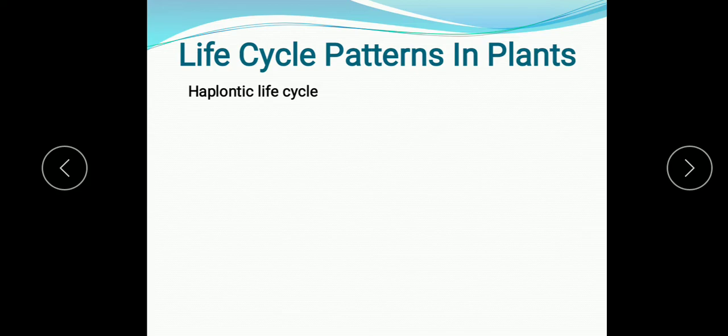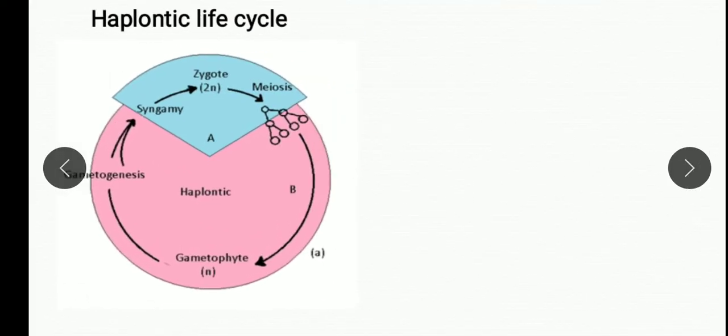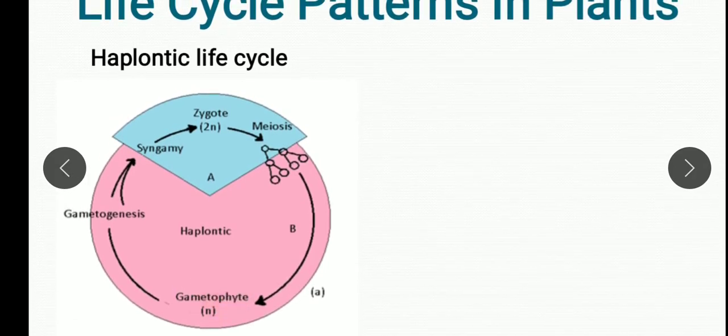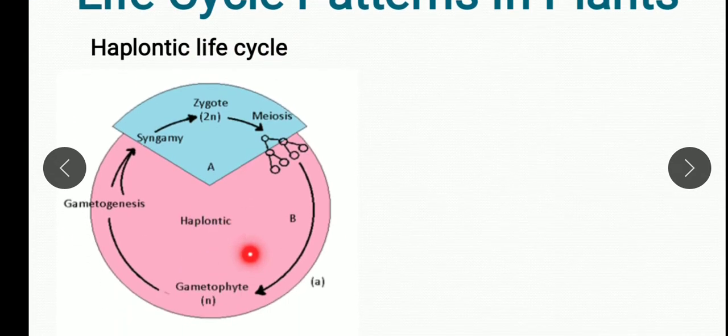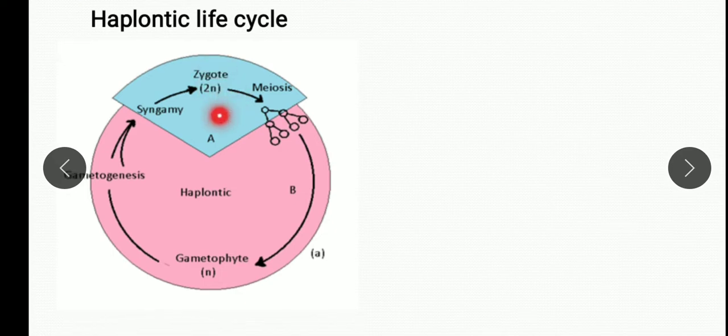So there are three distinct life cycle patterns observed in the life cycle of different plant groups, and the first type of life cycle is the haplontic life cycle. This is the simplest and most primitive type of life cycle. In this type, the dominant phase is represented by the gametophyte, which is haploid. That is why it is the haplontic life cycle, because this haploid gametophytic stage is dominant, and the diploid phase is represented by the zygote only.